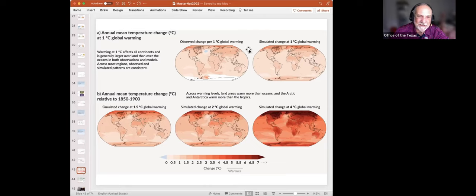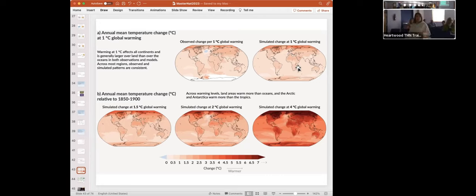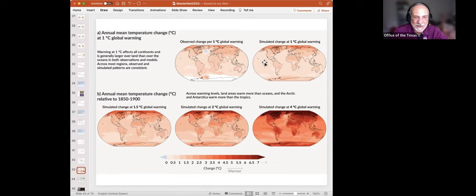Here on the top, it's a comparison between historically what's been observed and what you get from climate models. And the patterns actually match pretty well. As I mentioned, land surfaces tend to warm up faster than ocean surfaces, both in the observations and the models. The Arctic tends to warm faster than mid-latitudes, both in the observations and the models. And that pattern persists as the Earth gets hotter and hotter.